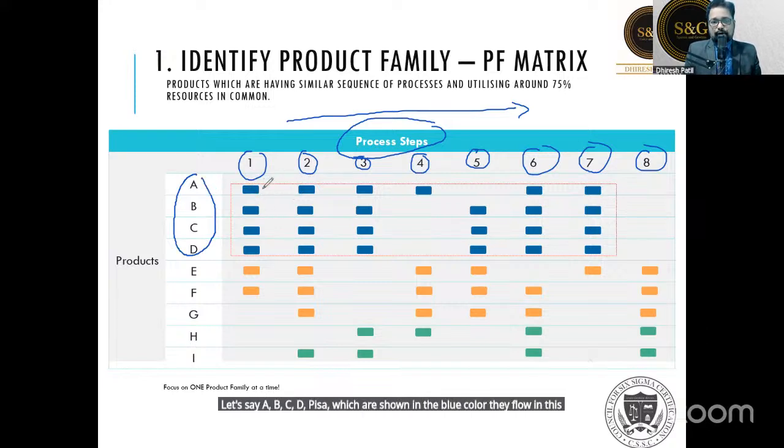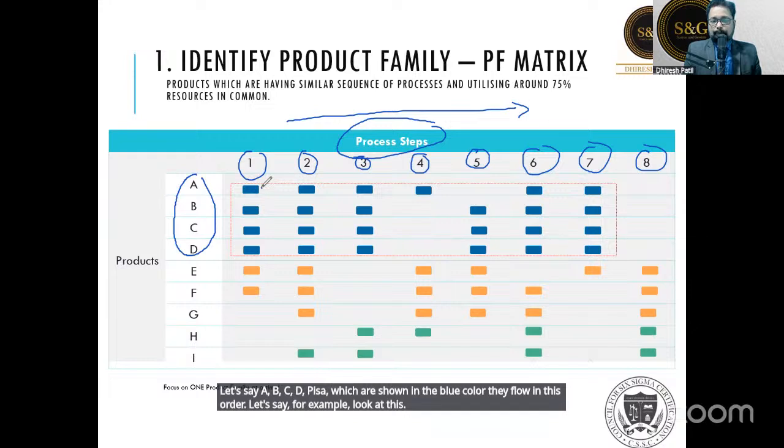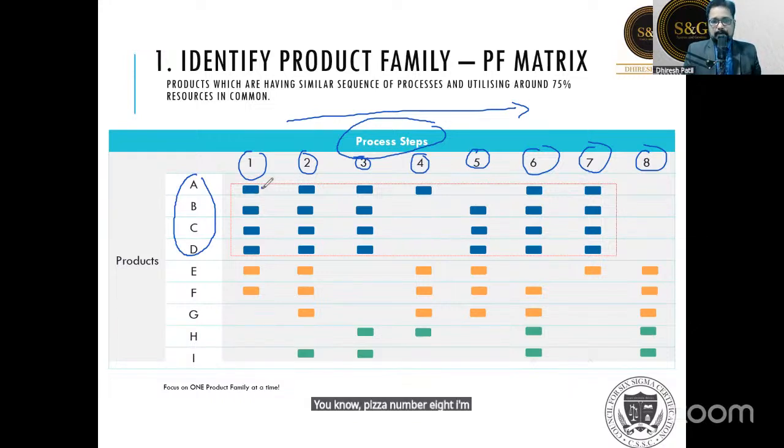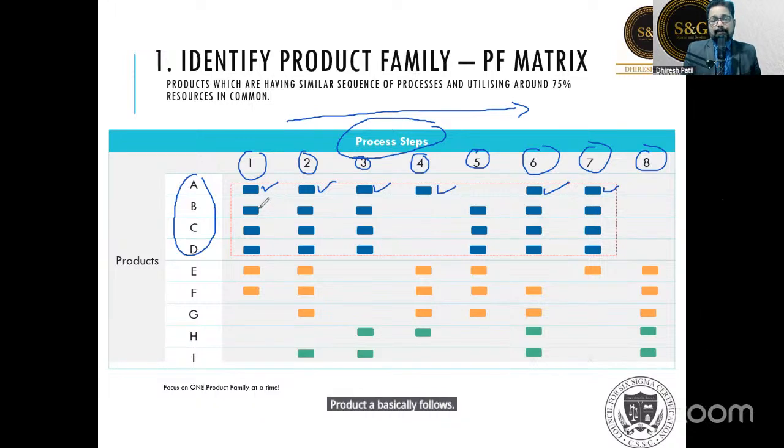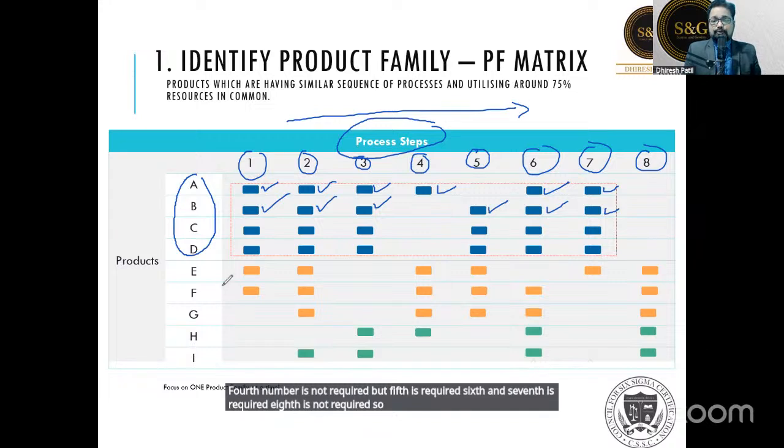Let's say, for example, look at this. Pizza number A. I'm just giving you a raw example. Okay, it flows through number 1, 2, 3, 4. 5 step is not required. 6, 7, and 8 is not required. So these are the steps product A basically follows. Product B follows this. Fourth number is not required, but fifth is required. Sixth and seventh is required. Eighth is not required.